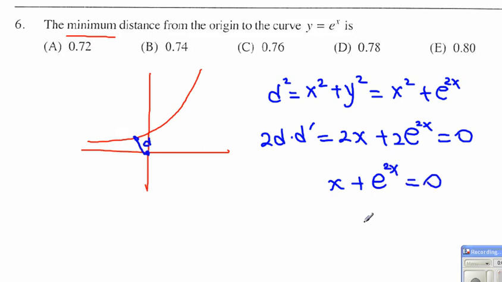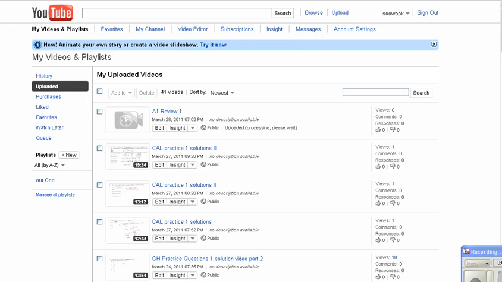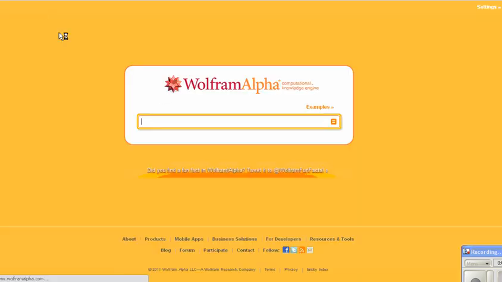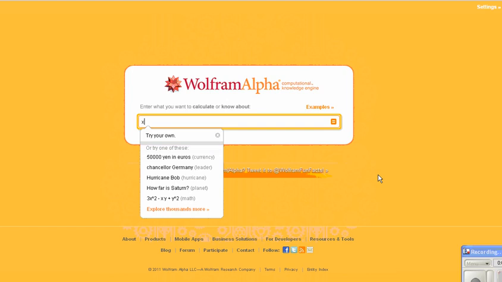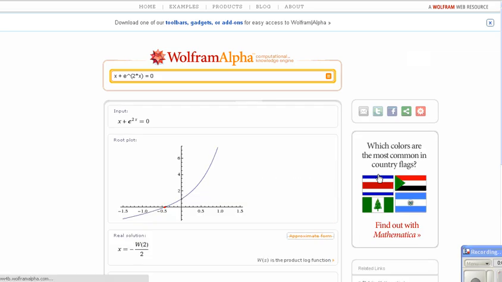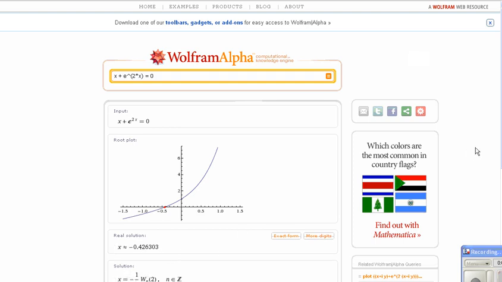Now, you can graph this, or you can solve it using your calculator, but what I'm going to do right now is use Wolfram. So here we have x plus e to the 2 times x equal to 0. When does that happen? Approximation for me.